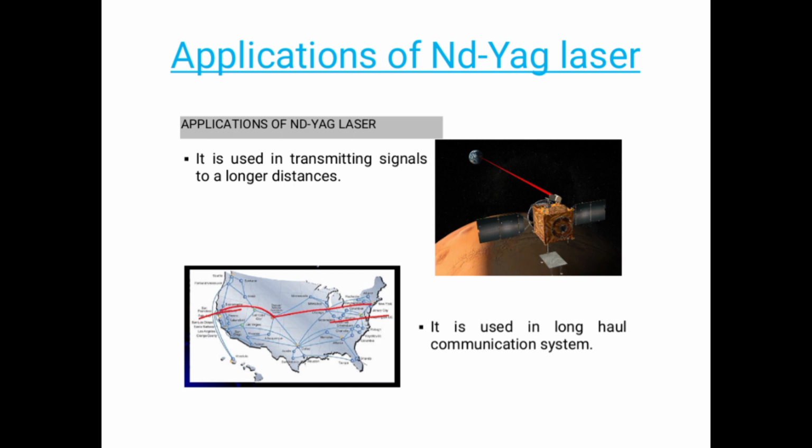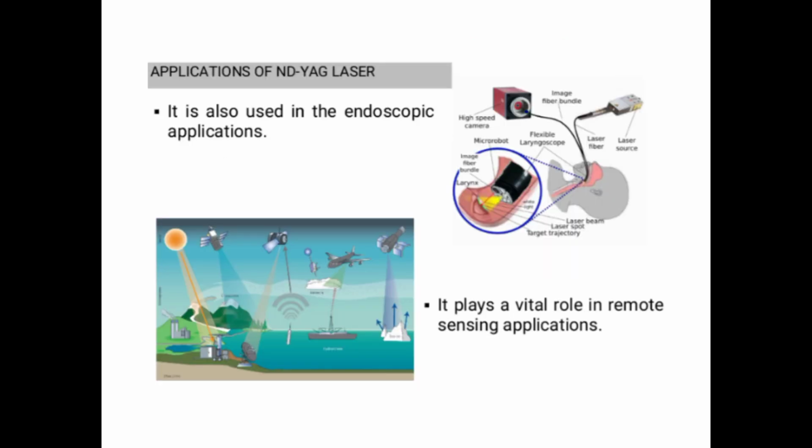So, now come to the applications of the Nd:YAG laser. It is used in transmitting signals to a longer distance. The figure shows this. The next point is that it is used in long haul communication systems. Then the next one is that it is used in endoscopic applications, and the final one is that it plays a vital role in remote sensing applications.